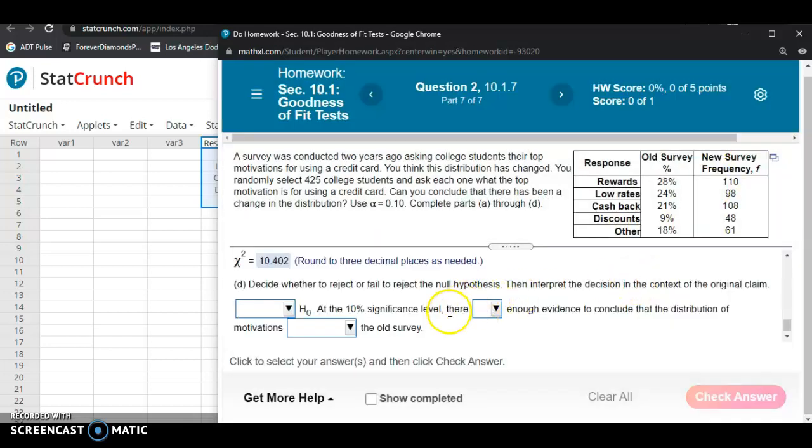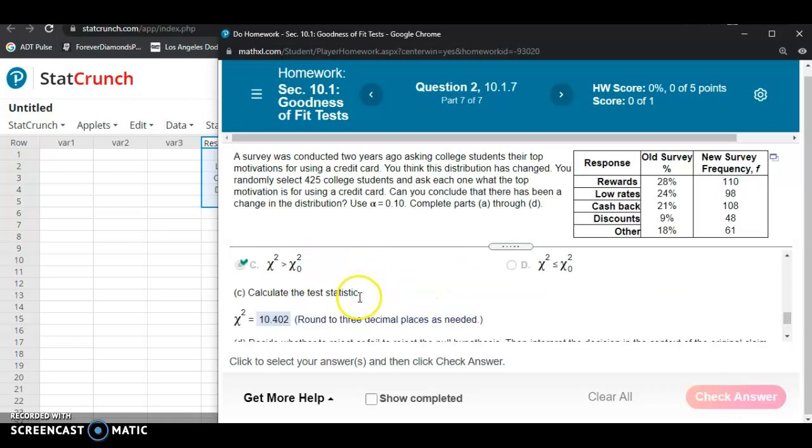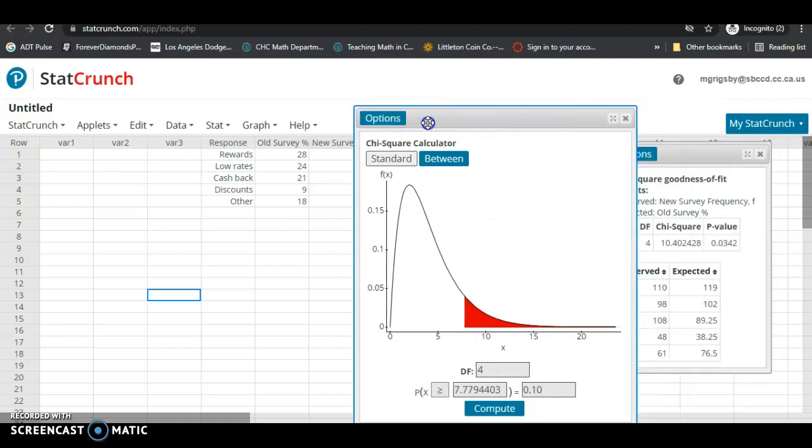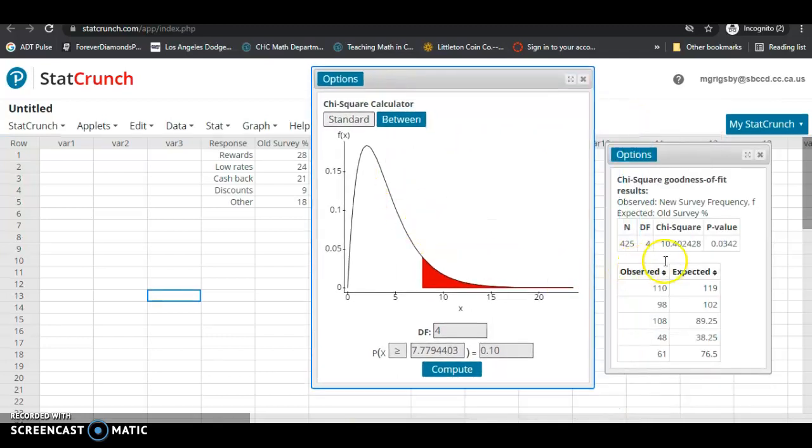All right, so now we want to decide whether to reject or fail to reject the null hypothesis. That's part D. So again, you compare your test statistic to the critical value. Remember this is a right-tail test, so the rejection region of our test would be any test statistic that's greater than 7.779. If you go back and look at our little graph here, we see that our test statistic of 10.402 is clearly in the rejection region.